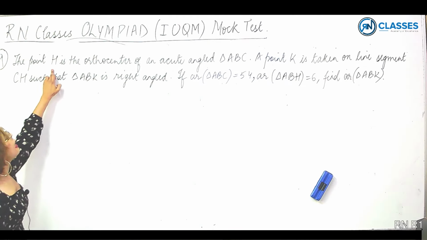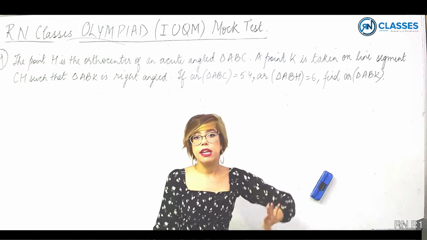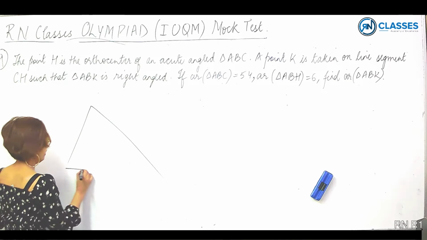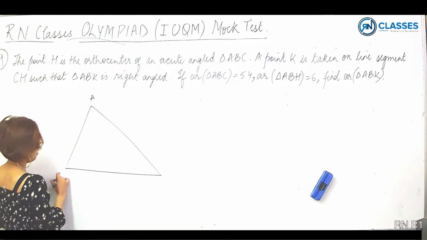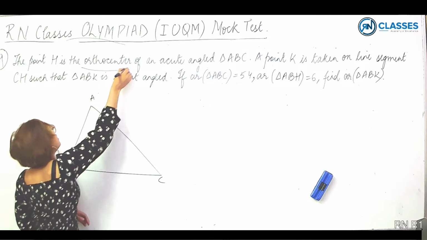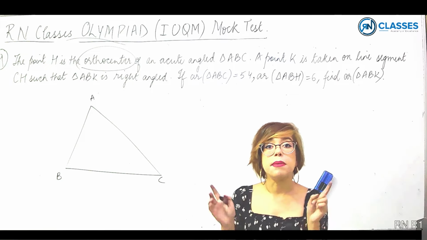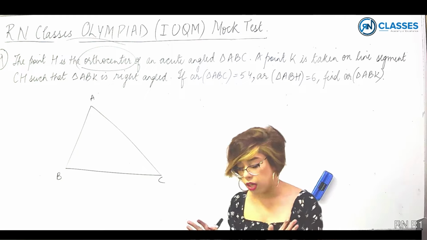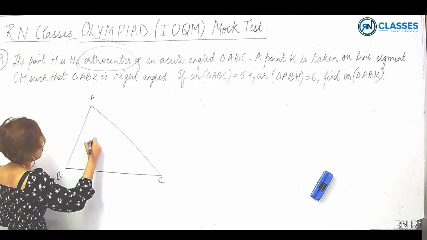He says point H is the orthocenter of an acute angle triangle ABC. So let me make my acute angle triangle. Obviously all the angles are less than 90. So A, B, C. Now, H is the orthocenter. First of all, you should know what orthocenter is. Orthocenter is the point of intersection of altitudes. Okay? Right. So, suppose my orthocenter is somewhere here.